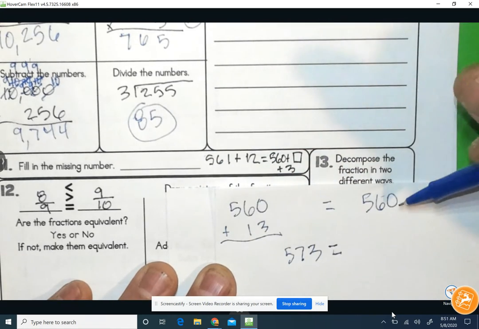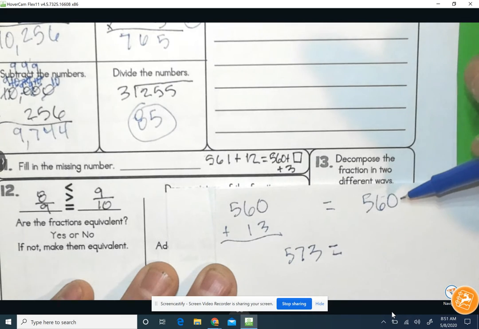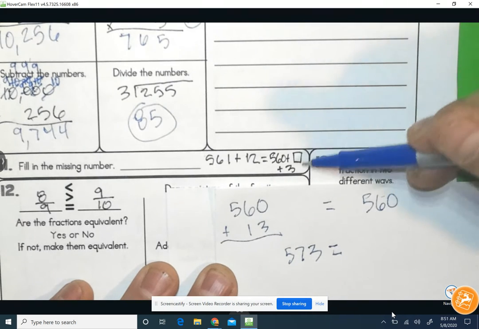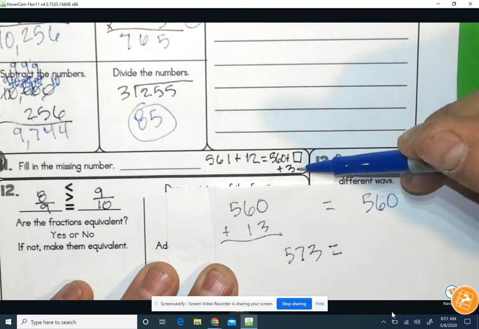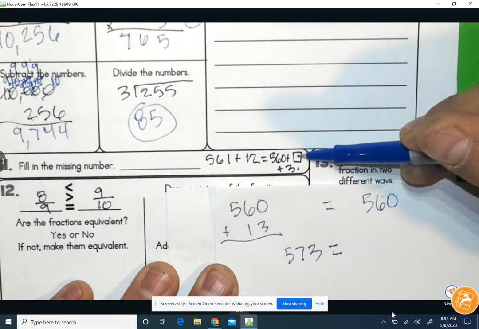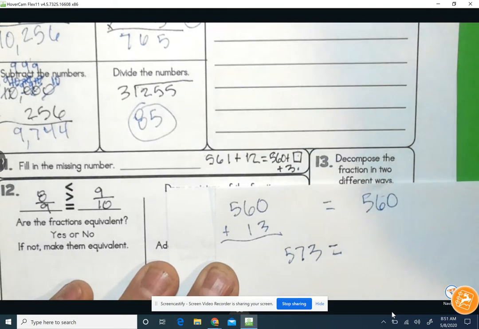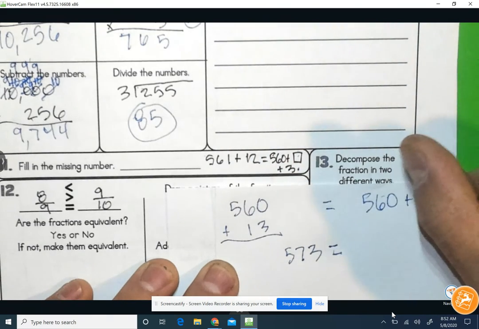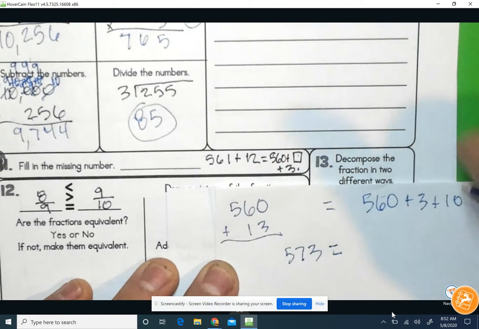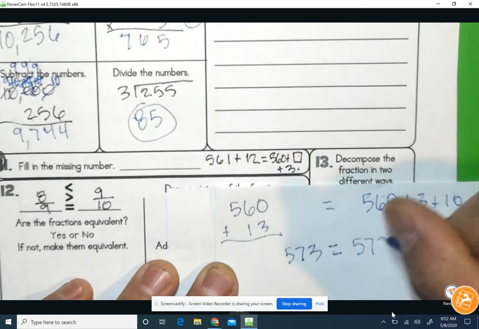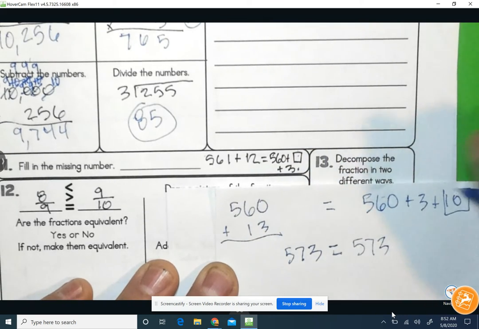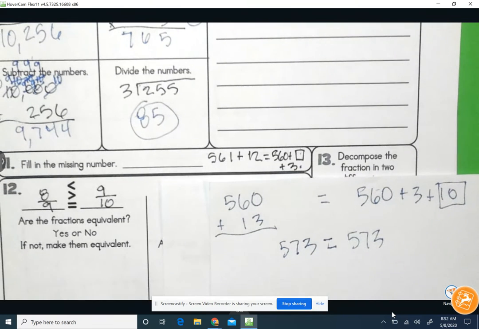We need to make 573 out of 560 and 3 here. So that means that this missing number has to make 13. 3 plus what is 13? 10. So we have 560 plus 3 plus 10. So our missing number is 10. There we go, number 11.